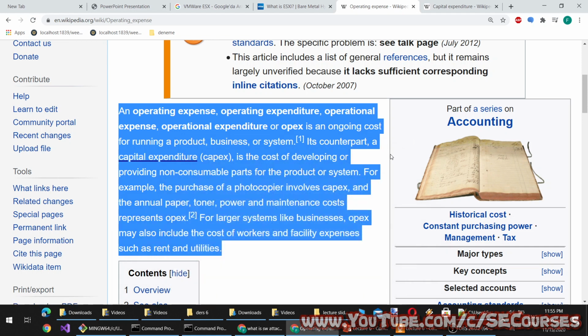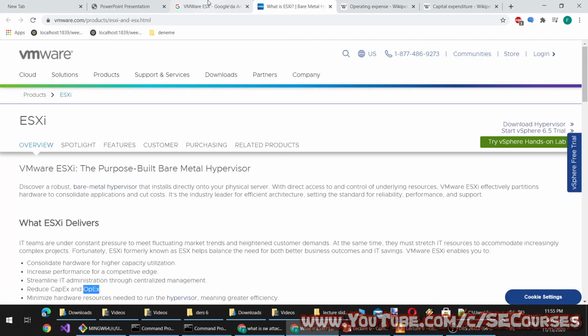An operating expense, operating expenditure, operational expense, operational expenditure or OPEX is an ongoing cost for running a product, business, or system. Its counterpart, a capital expenditure, CapEx, is the cost of developing or providing non-consumable parts for the product or system. For example, the purchase of a photocopier involves CapEx, and the annual paper, toner, power and maintenance costs represent OPEX. For larger systems like businesses, OPEX may also include the cost of workers and facility expenses such as rent and utilities.